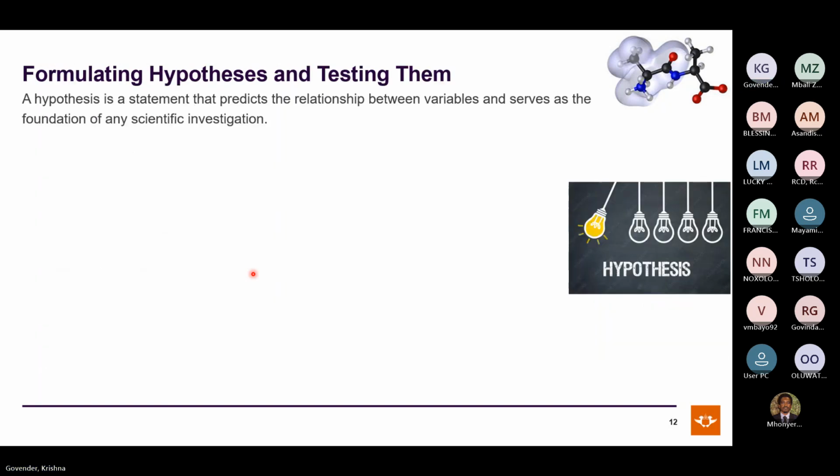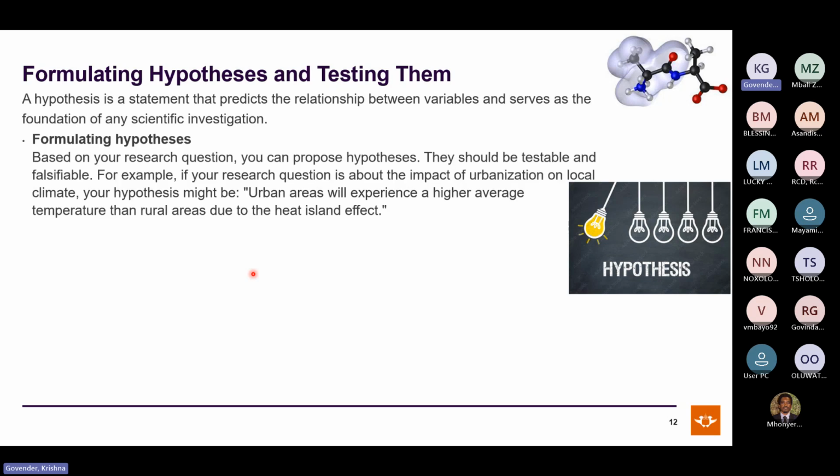Now you have to formulate hypotheses and test them. A hypothesis is nothing more than a statement that predicts the relationship between variables, and it serves as a foundation of any scientific investigation. Especially in statistics, they use hypothesis testing a whole lot, but in other disciplines as well. So how do you formulate a hypothesis? You base it on the research question you've chosen. They should be testable and falsifiable. So basically, it's testing, falsification, and reproducibility.